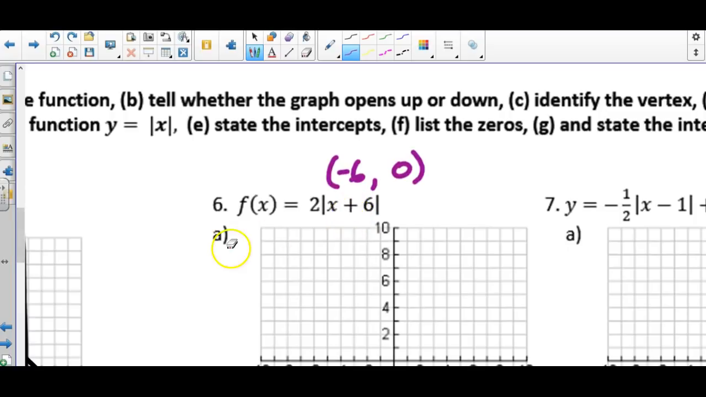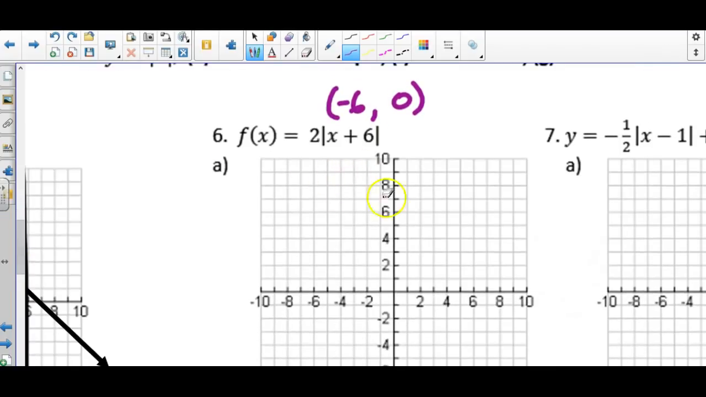Now we need to graph it. If I graph my vertex, negative 6, 0, and then I look at my a value. The a right here, guys, is 2. So we have to find our rise over run. 2 is the same thing as 2 over 1. So there's my slope, 2 over 1.